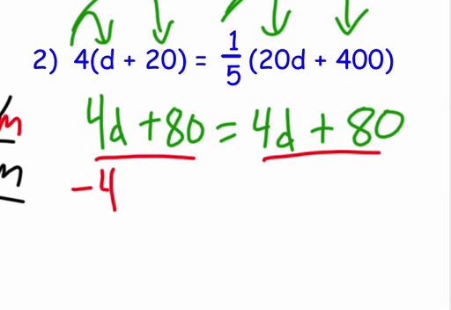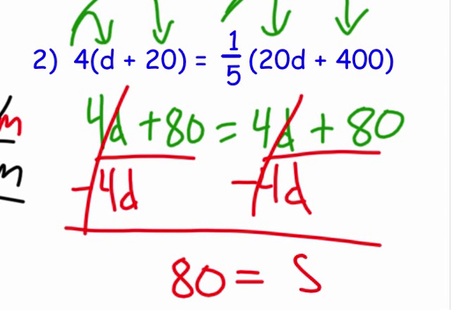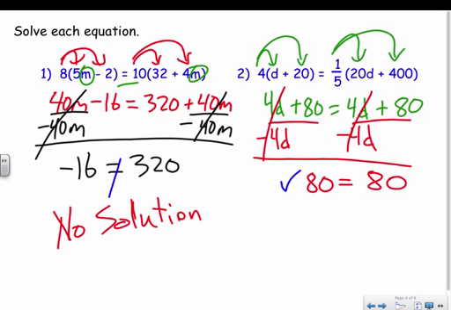So when I subtract my 4d on both sides to get the variable by itself, they cancel and I bring my 80s down. Well, 80 equals 80. This makes sense, doesn't it? This actually makes sense. So what's going to happen? I could put anything in for d, and this equation would be true. I could put anything in there.